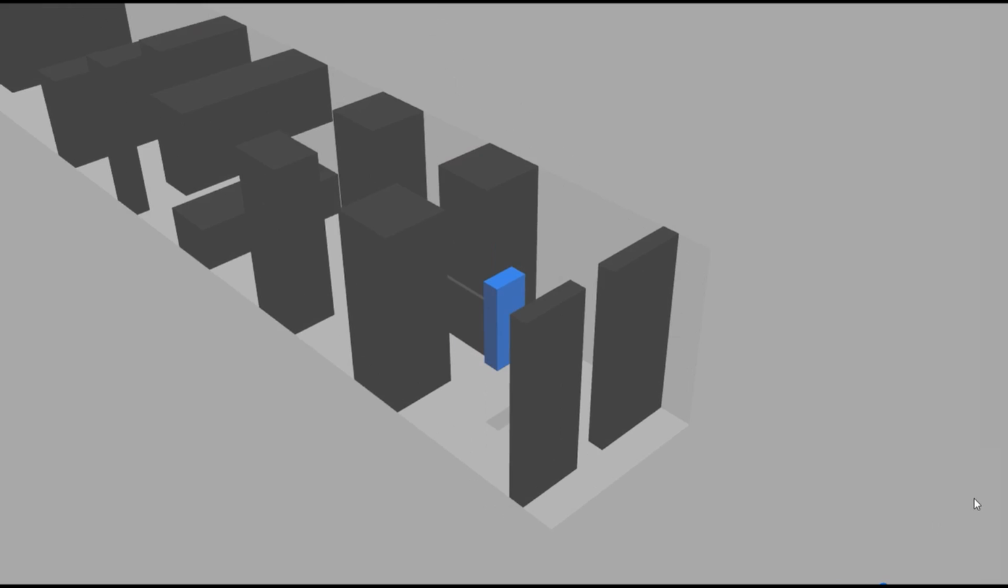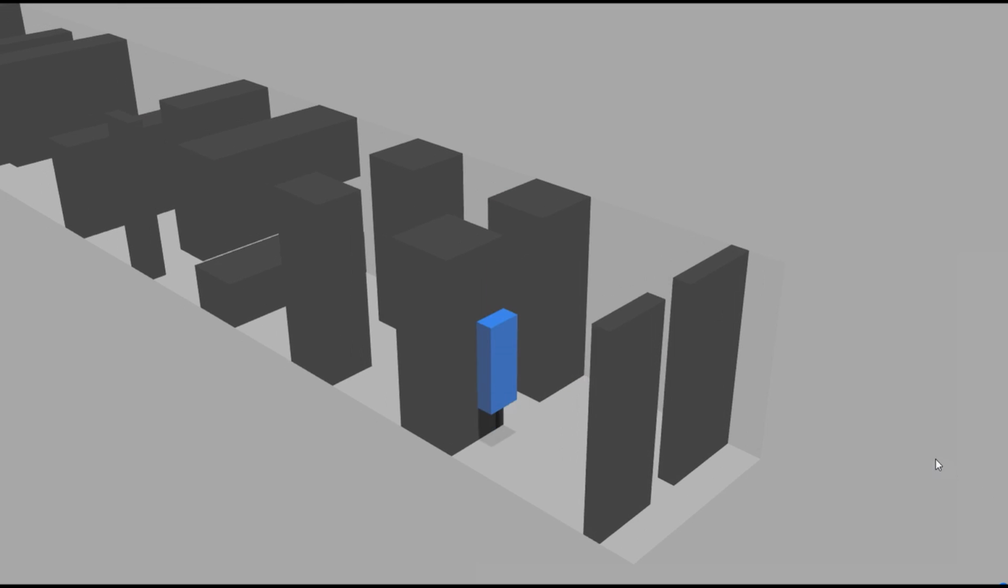MorphWorld is a 3D voxel-based simulator used to investigate robot behavior. The goal of the simulation is for the animat, the small blue box, to move from one end of the world to the other while navigating around obstacles as quickly and efficiently as possible.